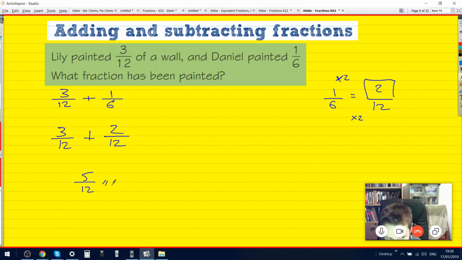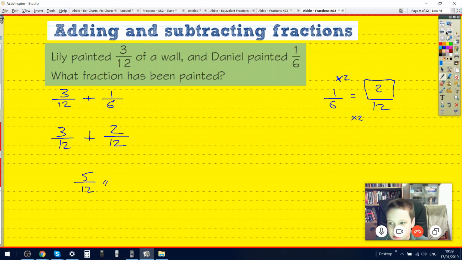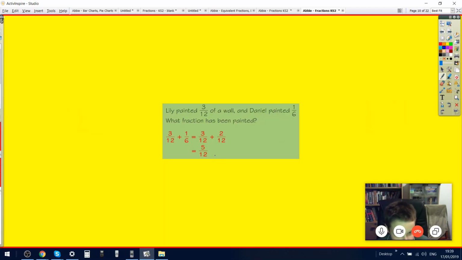So we could have done it the usual way. What happens if you do it that way is then you have to simplify it at the end. Oh, okay. So it would have been something over 72, and then you just have to simplify it down. Okay, so 5 over 12, okay.